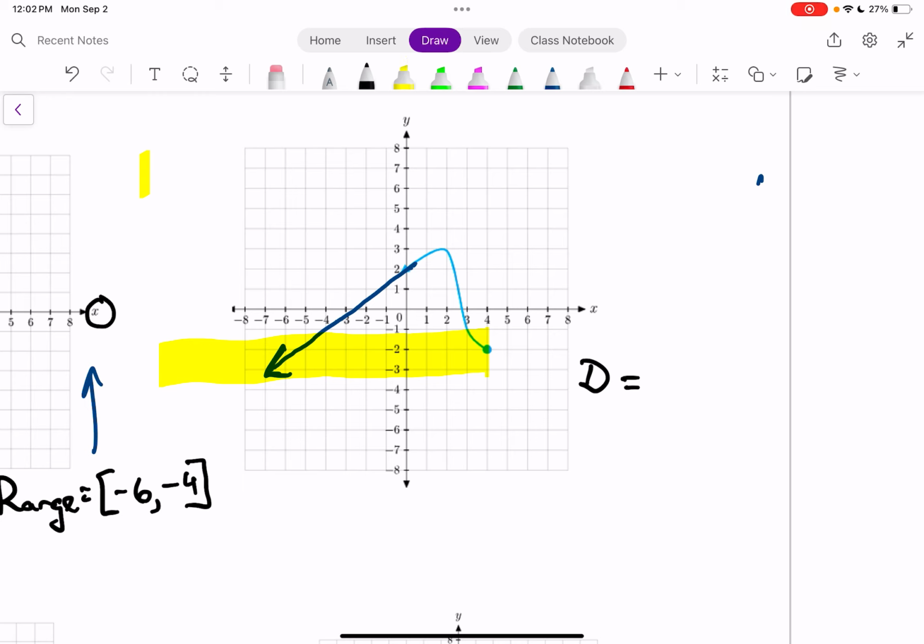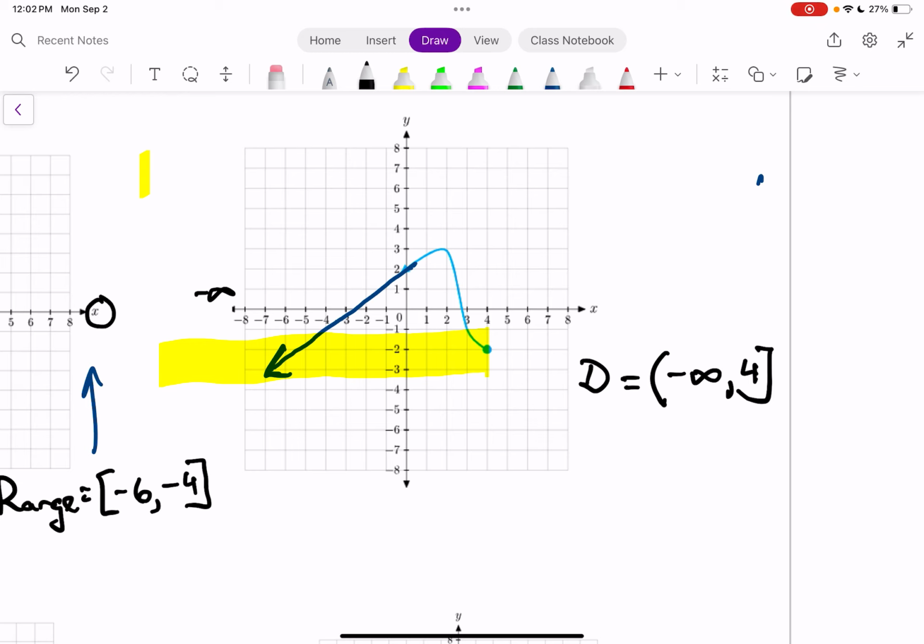So the domain on the negative side, so the domain is -infinity up to 4. And as you see, this endpoint here is bubbled in. That means it stops exactly, and it includes the 4.